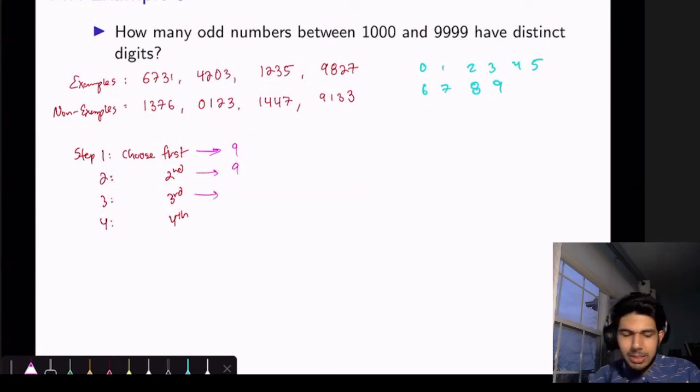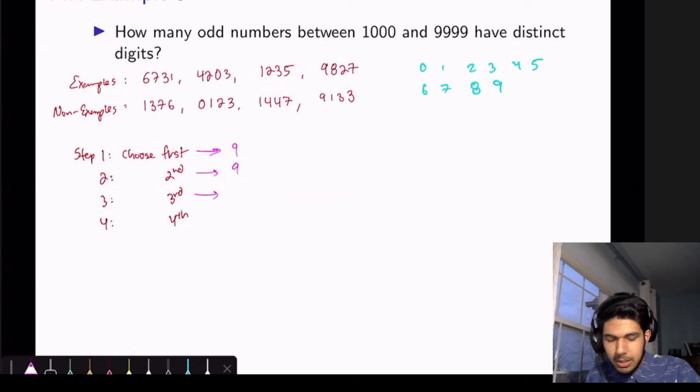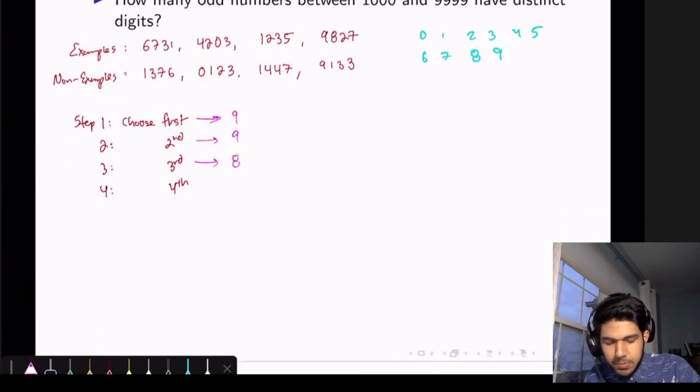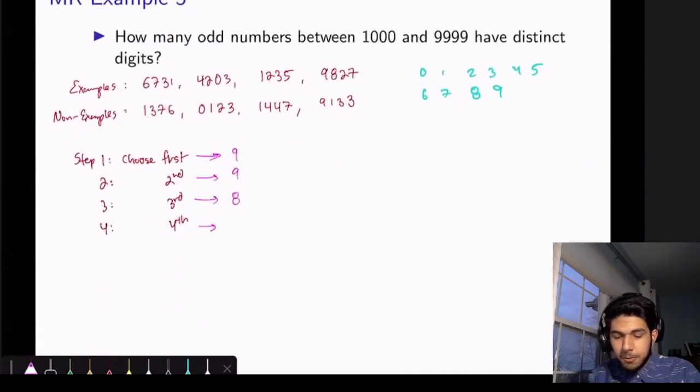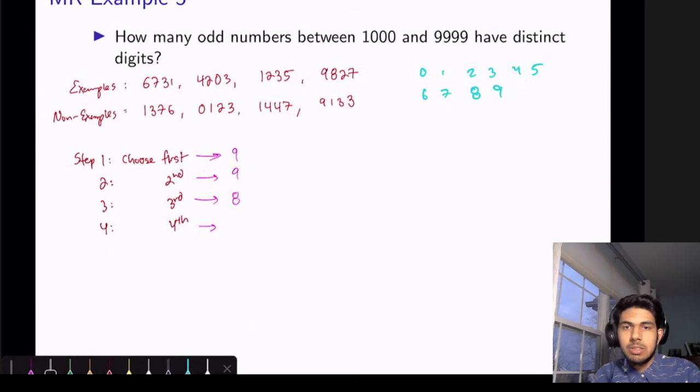Third choice. There's 10 options to choose from, but we have to subtract 2 this time because we can't use the digit in the first and second position. So there's 8 choices here. And now we think about the fourth digit. We have to be careful here because we're dealing with odd numbers. For a number to be odd, its last digit must be odd. So how many odd digits are there? Well, there's 1, 3, 5, 7, 9. There's 5 of them.